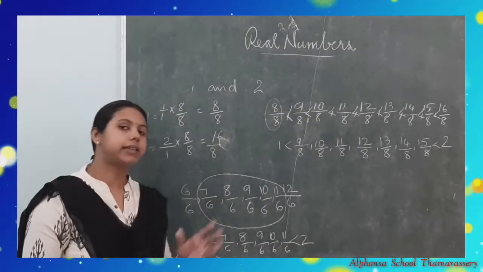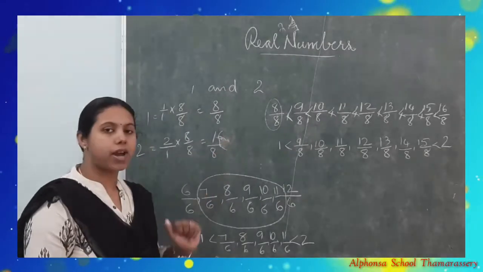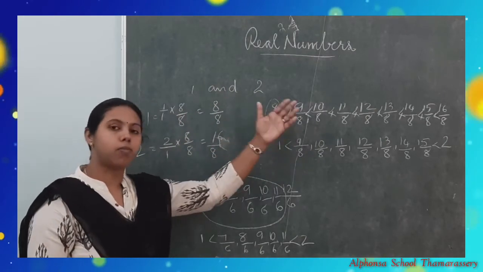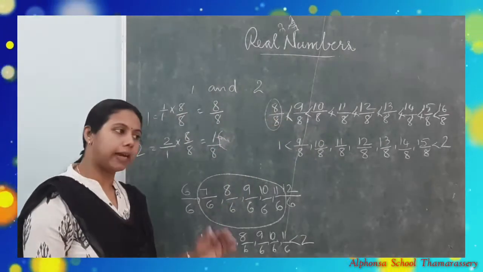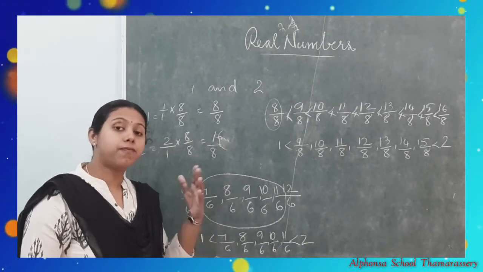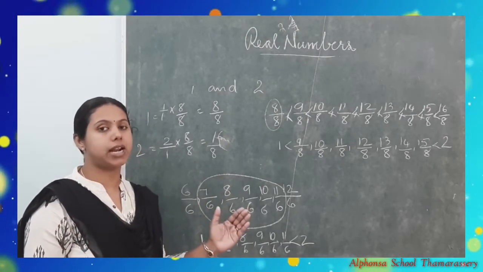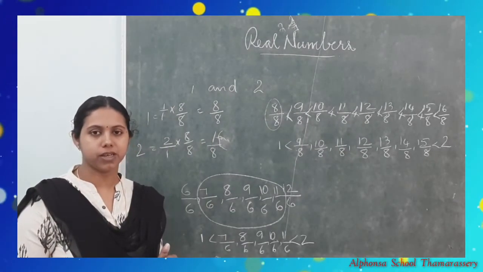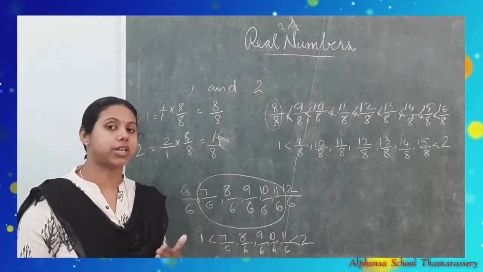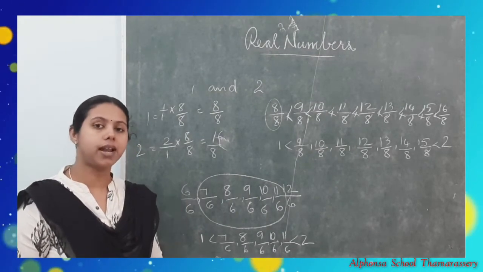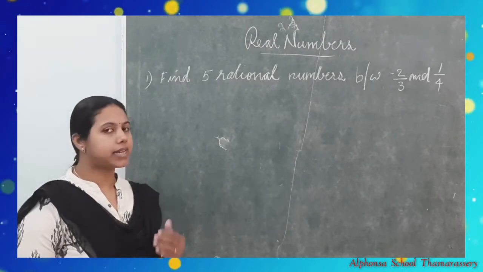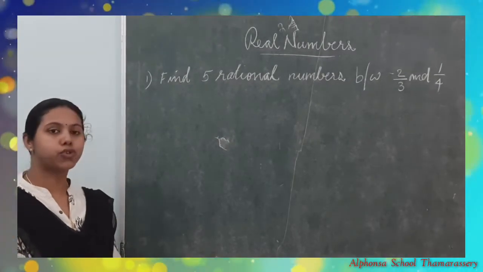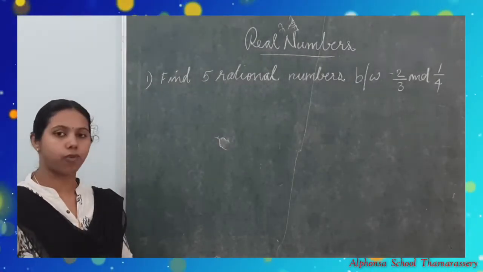These we also studied in the earlier classes. So anyway, let us revise once more. If you multiply with bigger numbers, you will get more rational numbers. That means there are infinitely many rational numbers between any two rational numbers. Let us see the next question. Find 5 rational numbers between minus 2 by 3 and 1 by 4.